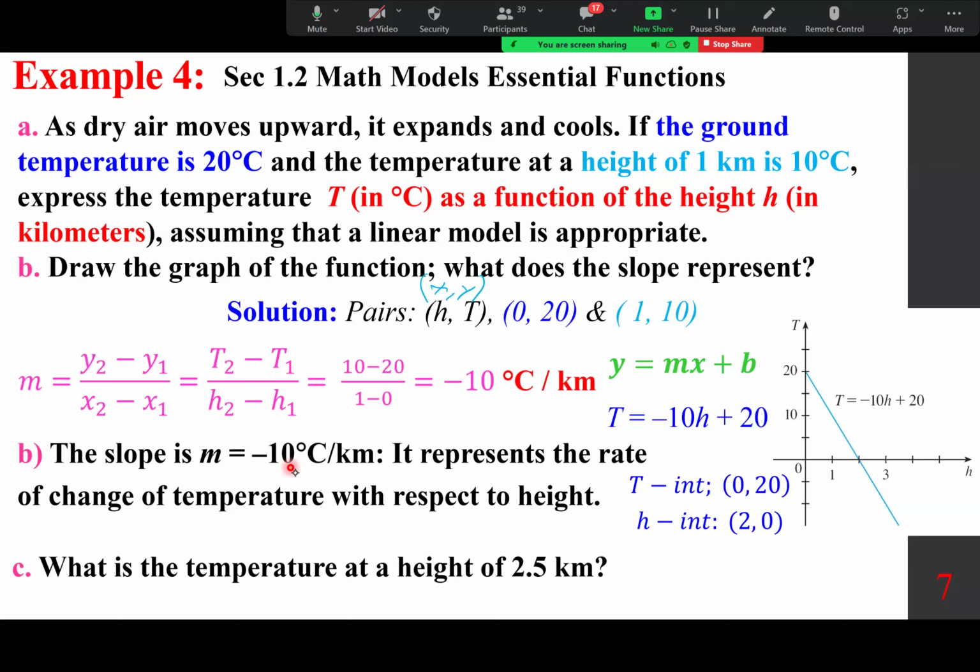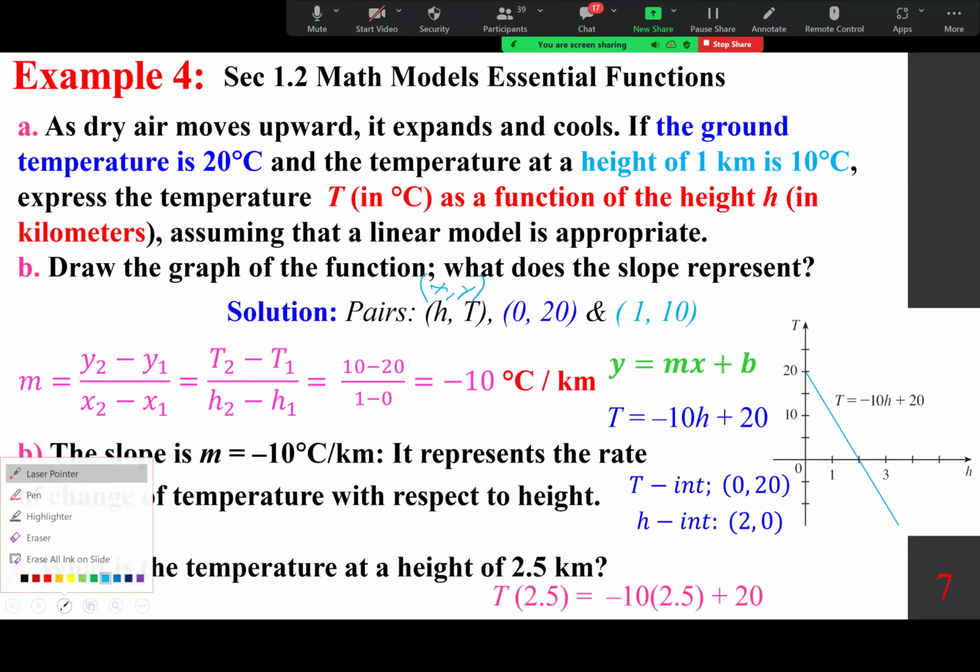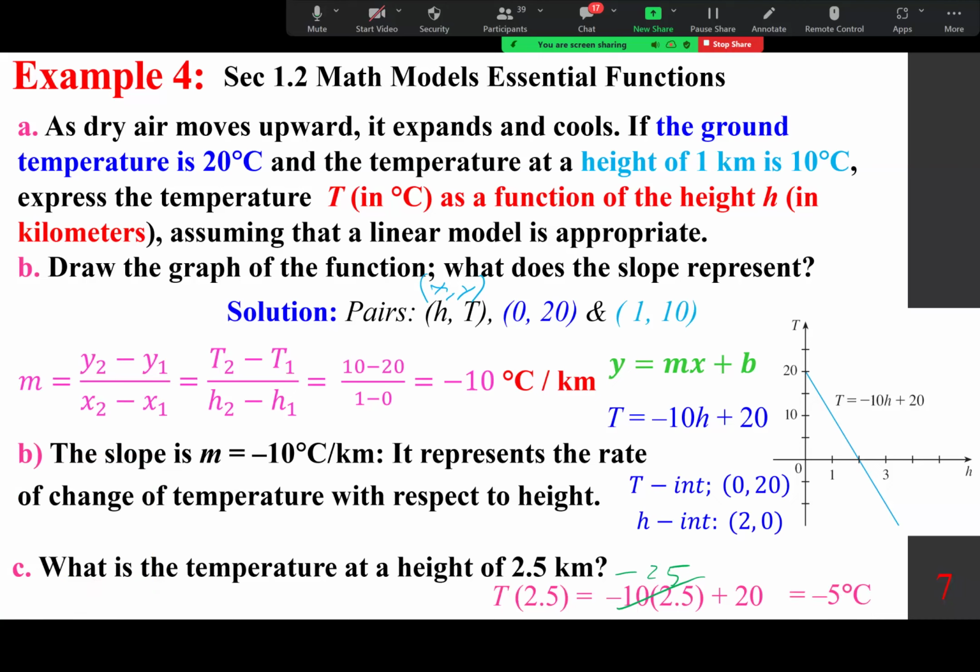What is the temperature at a height of 2.5 kilometers? In this formula, replace the h with 2.5. Negative 25 plus 20 is negative 5 degrees Celsius. So according to this linear function, at 2.5 kilometers, it should be minus 5 degrees Celsius.